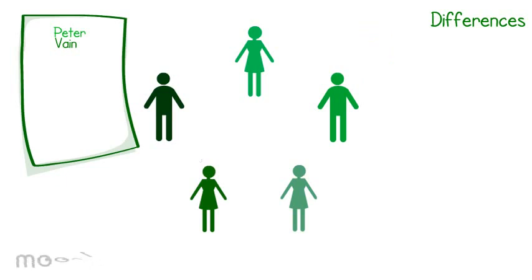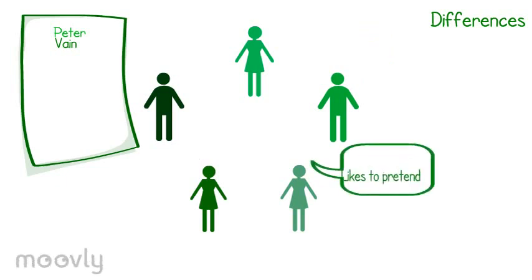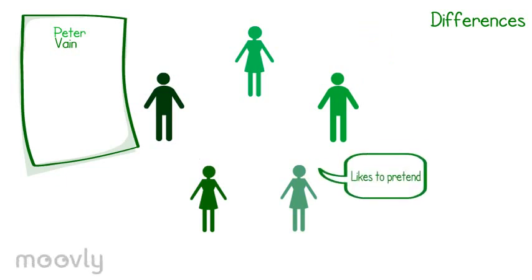Now the next participant calls out a trait, in this case, likes to pretend. Again, she checks with the group if she's the only one that likes to pretend. In this example, she's not the only one and nothing will be written down on the paper below her name. She mentions another trait, of which she thinks only she possesses. This time she says sarcastic.